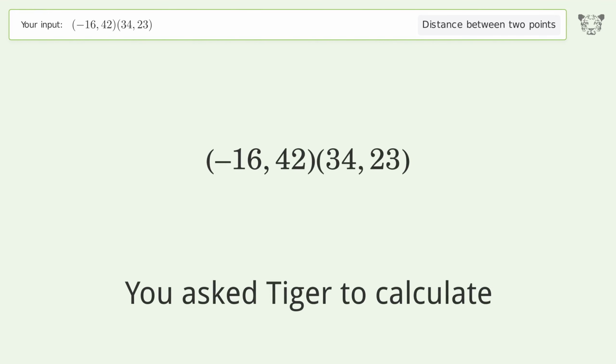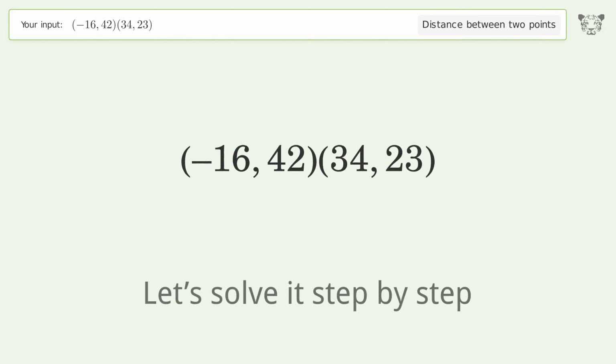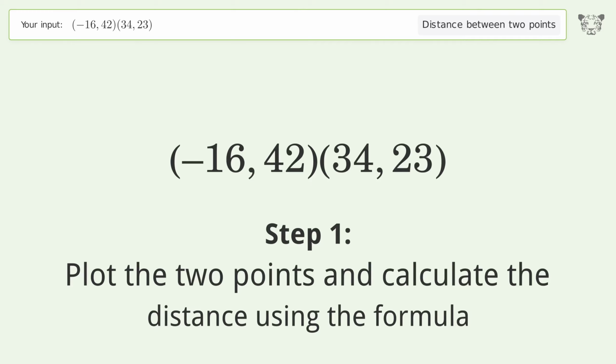You ask Tiger to calculate. This deals with the distance between 2 points. The distance between the 2 points is the square root of 2,861, or 53.488. Let's solve it step by step. Plot the 2 points and calculate the distance using the formula.